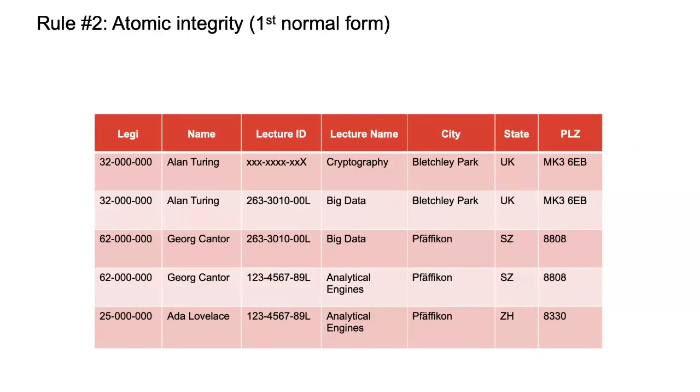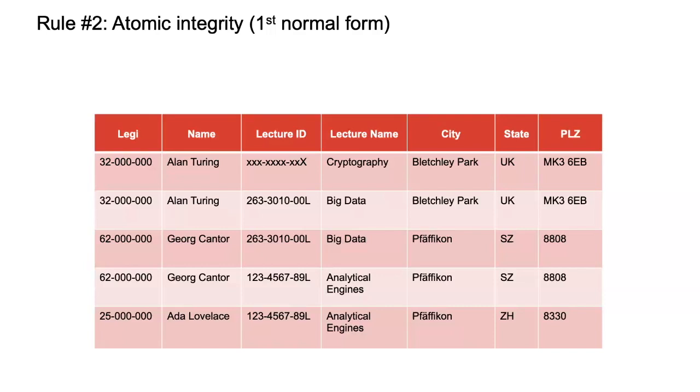Now, let's take a look at the second one. This is atomic integrity. It is also called the first normal form. We will see in a couple of weeks that there are other normal forms: the second one, third one, Boyce-Codd, and so on. But this is called the first one because it's kind of a first level of requirements.